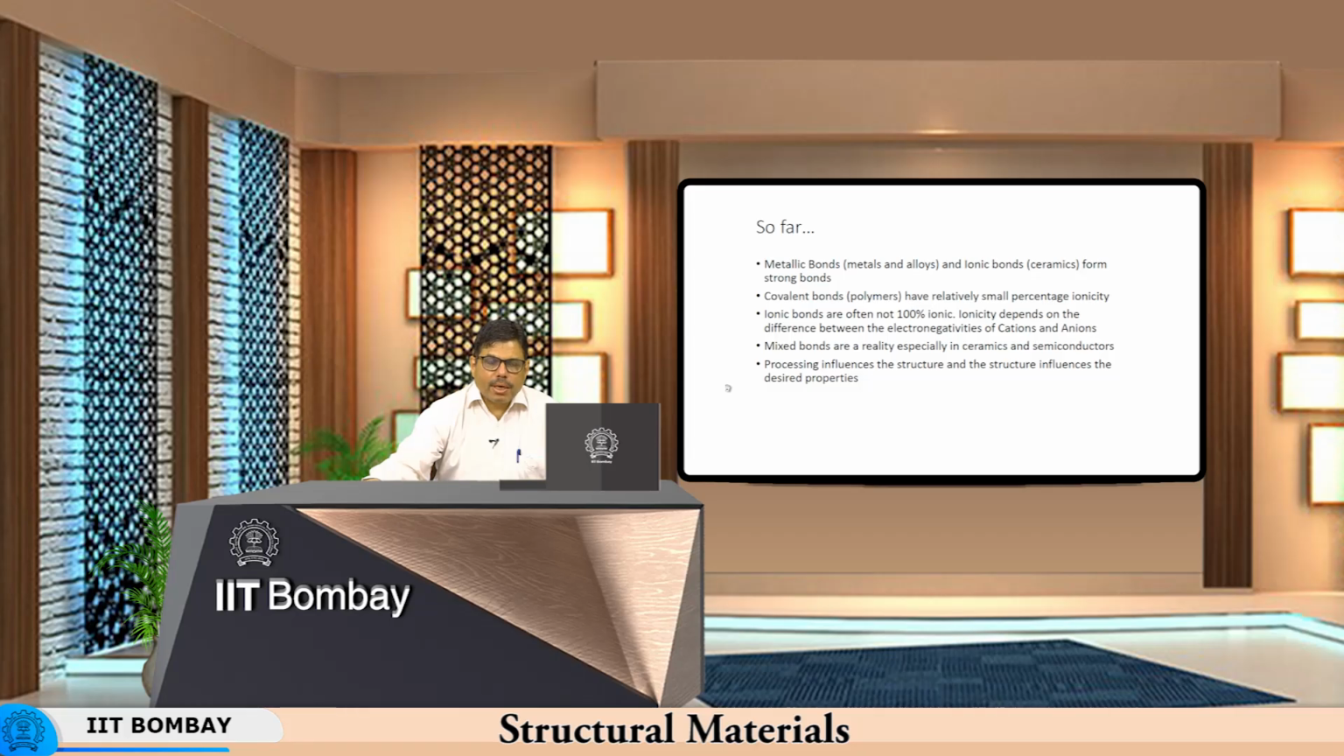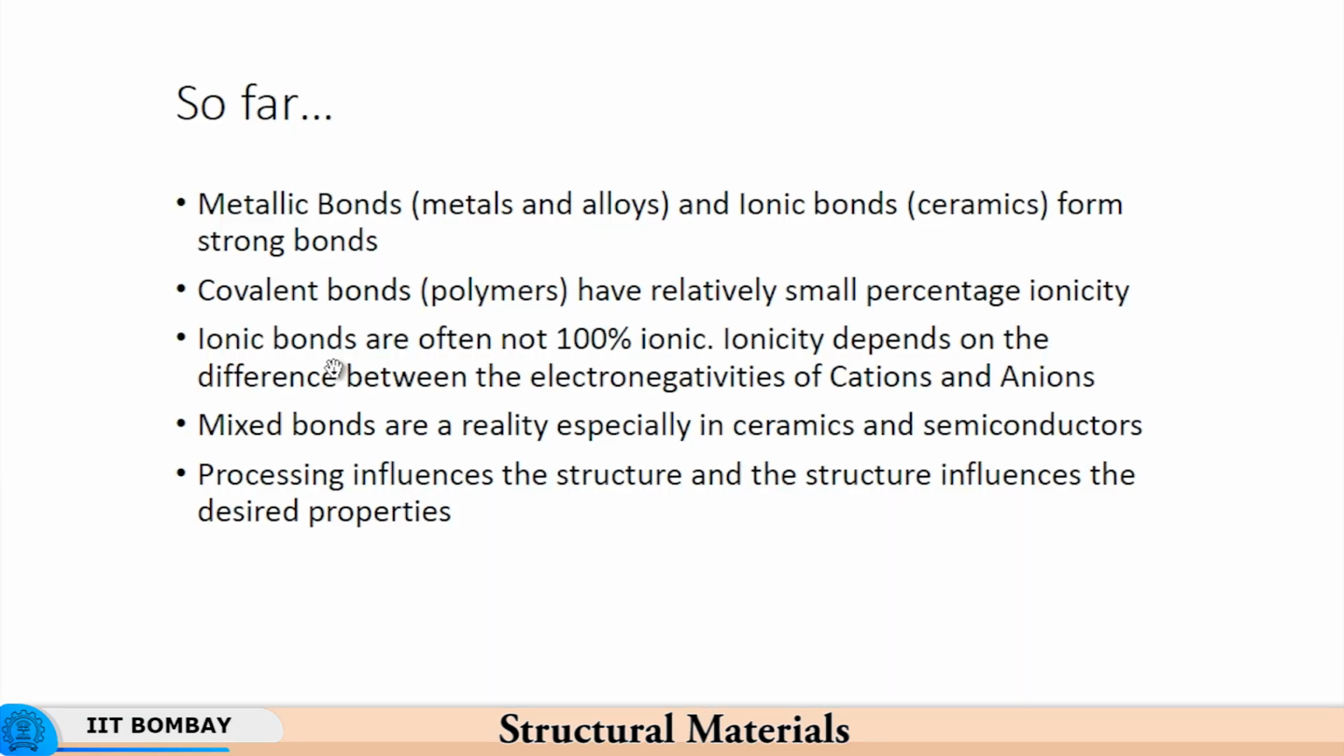Covalent bonds are usually responsible for strength in polymers, and we also noted that the ionic bonds are often not 100% ionic, they are partly ionic and partly covalent. So basically in many of these compounds you have mixed bonding taking place, leading to specific properties of the material in terms of strength. So we are looking at strength, and the processing influences the structure, the structure influences the properties, and properties influence the performance.